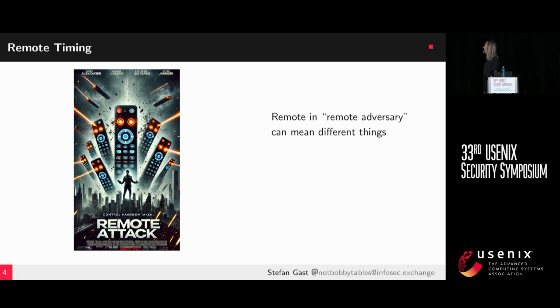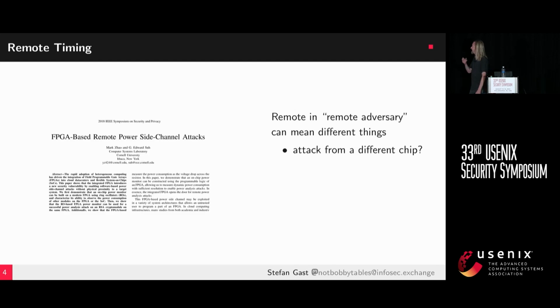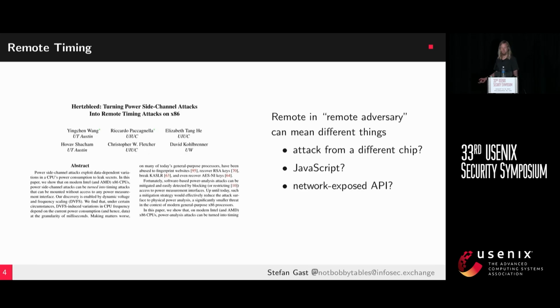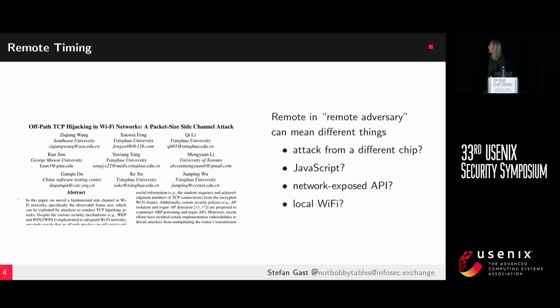Actually, remote can mean a lot of different things. It might be an attack from a different chip. It might be an attack from JavaScript. It might be some network exposed API that's exploited, or it might be local Wi-Fi. Local Wi-Fi is also a little bit of a thing, because you still have to be in proximity to the victim.